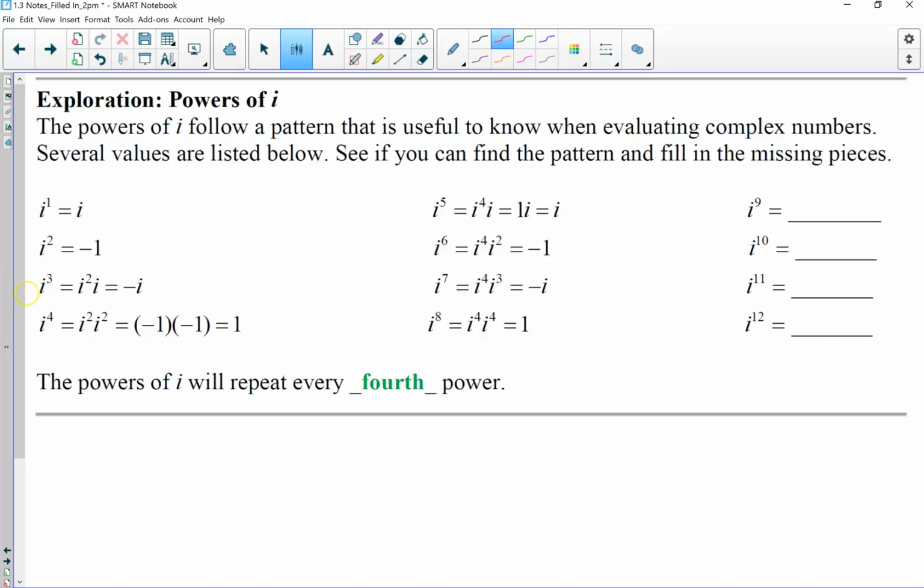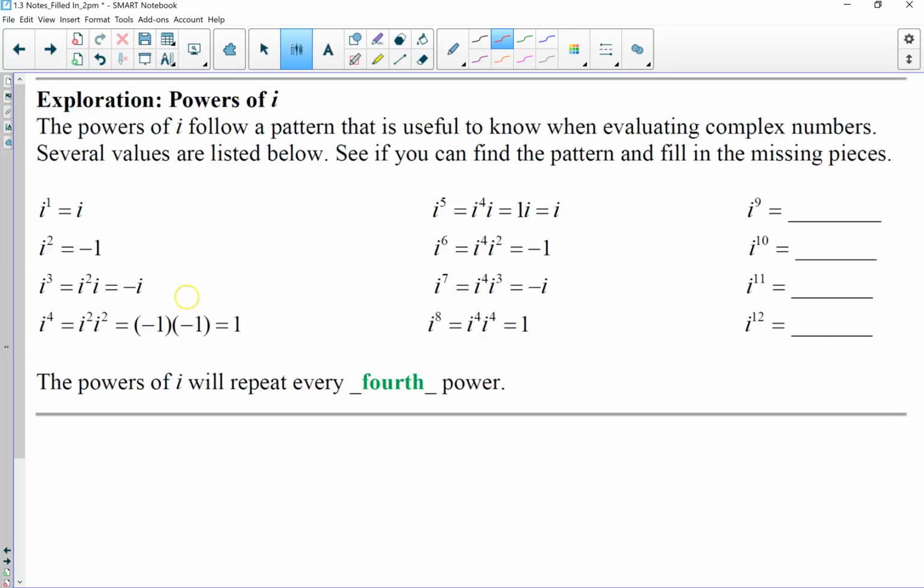If I had an i cubed, I could break that down as i squared times i, where i squared turns into a -1. So this turns into a -1 times i, or a negative i. I to the fourth, we could break down as i squared times i squared. Each of those turns into a -1. When we multiply, we get a +1. So the process we're going through is breaking these down into powers of i that we know already, like an i squared or just an i.